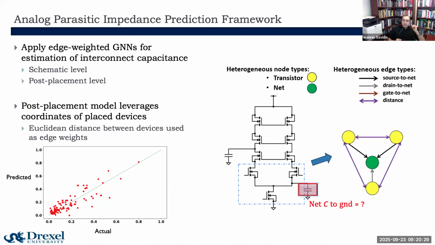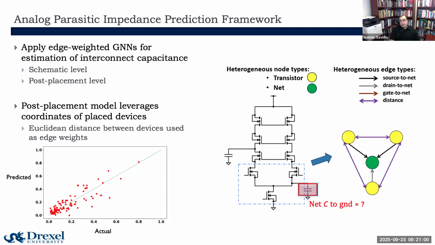And so we developed the edge-weighted GNN for early estimation of post-routing extracted interconnect capacitance values after completing the schematic representation of the circuit and after placement. So we looked at it at two different stages, but this is before routing any of the interconnects. The figure to the right shows the heterogeneous graph representation that is adopted to model the connections between different terminals of a device and net.